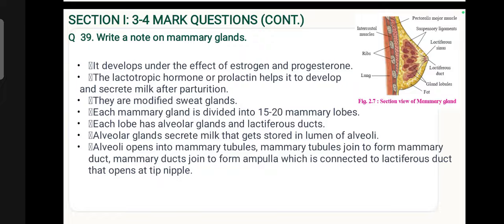These are modified sweat glands. Each mammary gland is divided into 15 to 20 mammary lobes. Each lobe has alveolar glands and lactiferous duct. Alveolar glands secrete milk that gets stored in the lumen of alveoli. Alveoli open into mammary tubules. Mammary tubules join to form the mammary duct. Mammary ducts join to form the ampulla, which is connected to the lactiferous duct that opens at the tip of the nipple.